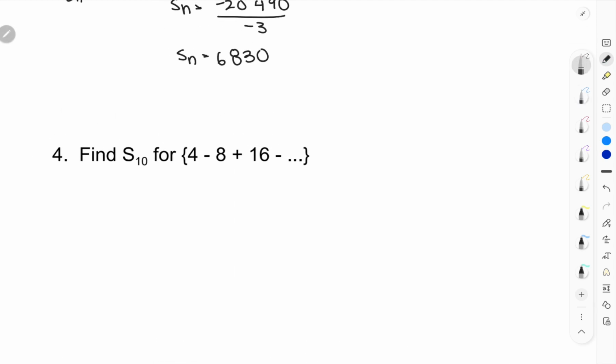Let's do another infinite series. Find the sum of the 10th term. Again, I don't know the 10th term, so I'm going to go back to this one.